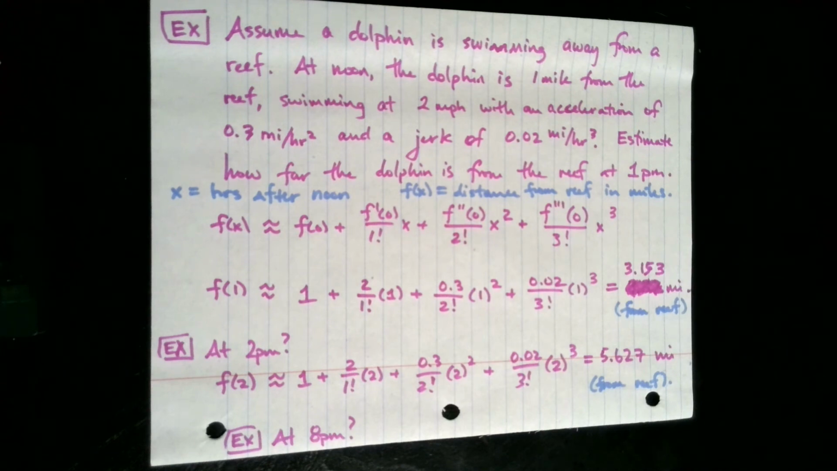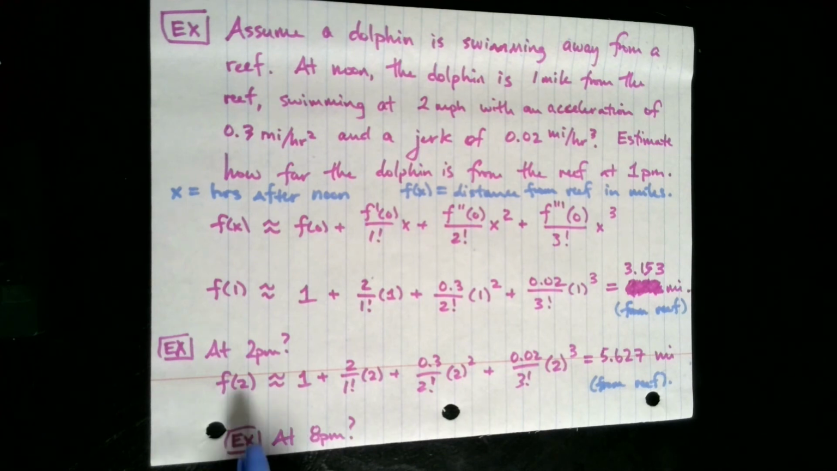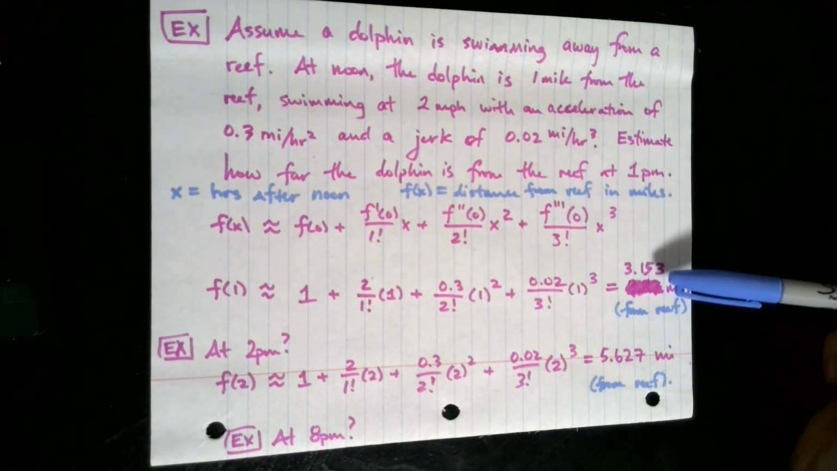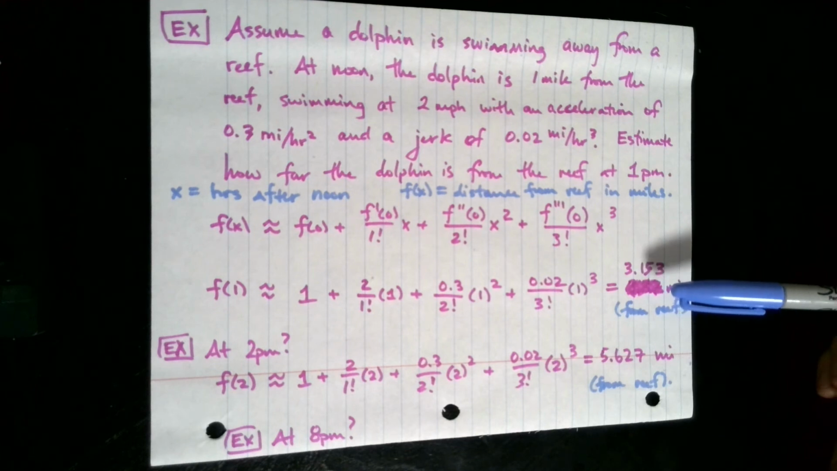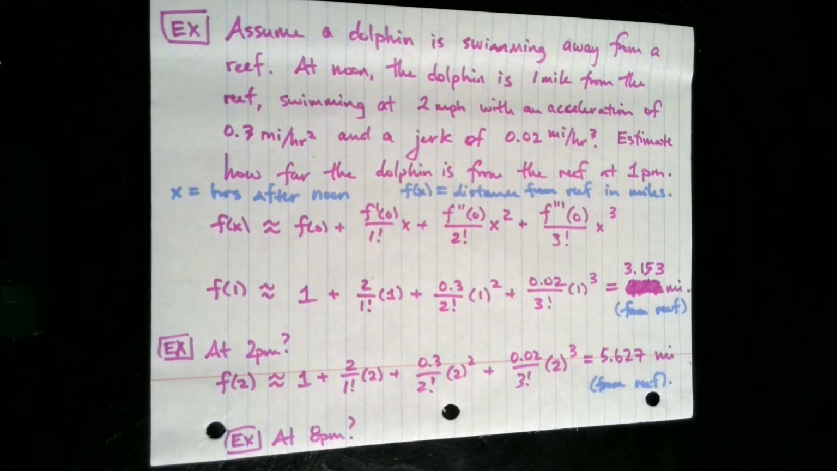I mean, hell, now we know approximately where the dolphin's going to be at 1 p.m. What about at 2 p.m.? Well, you could play the same game. If x is number of hours after noon, just take this same polynomial and evaluate it at 2, and as it turns out, you get 5.627 miles, which also kind of makes sense that the dolphin's making more headway, whereas between noon and 1, the dolphin is assumed to have only gone 2.15 miles. From 1 to 2 now, the dolphin's gone like almost 2.5 miles.